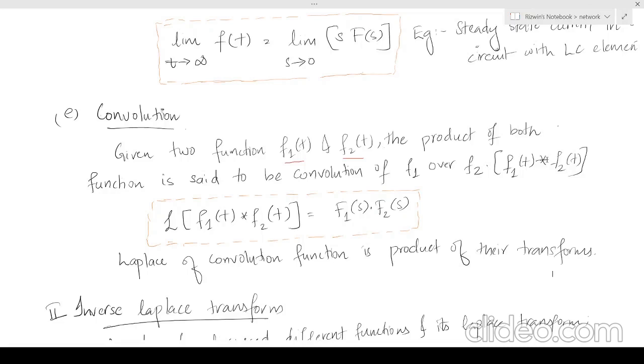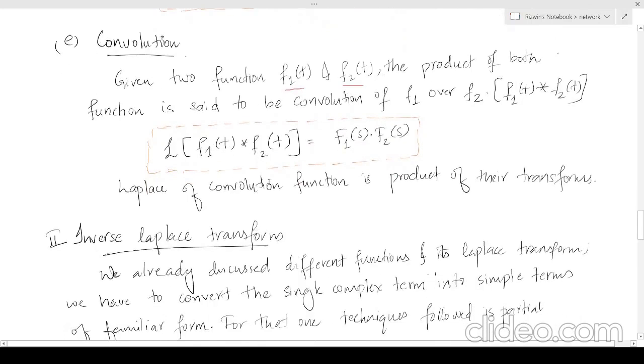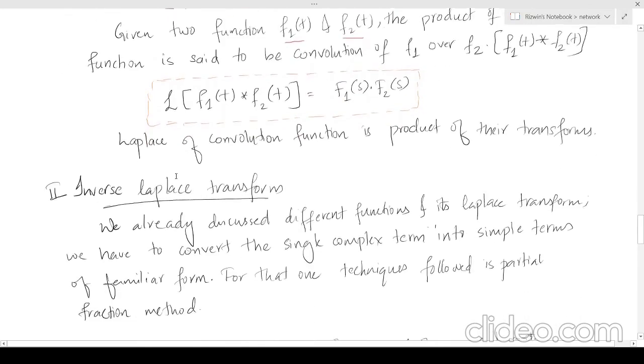And if we take the Laplace transform of both functions, we can straight away multiply, taking the product of both functions F1(s) and F2(s). That is such a simplified form that finding the Laplace inverse will give the direct result of f1(t) convolved with f2(t).